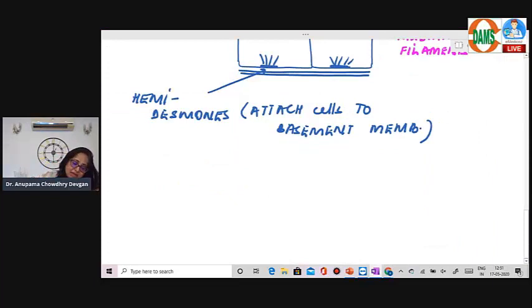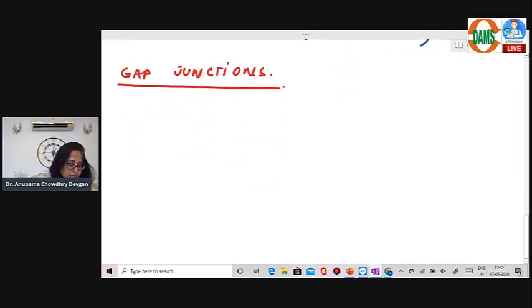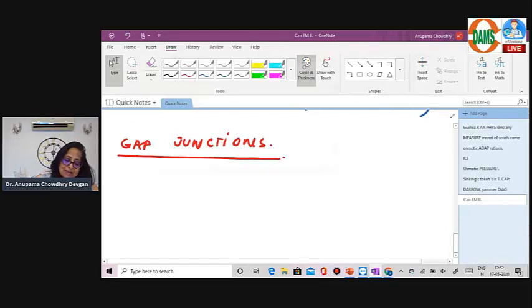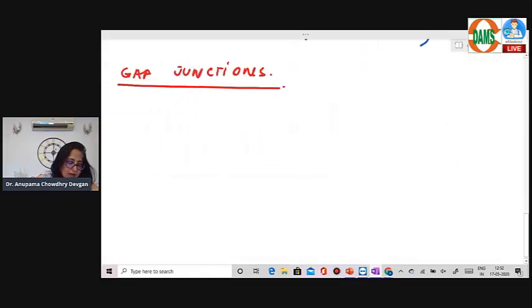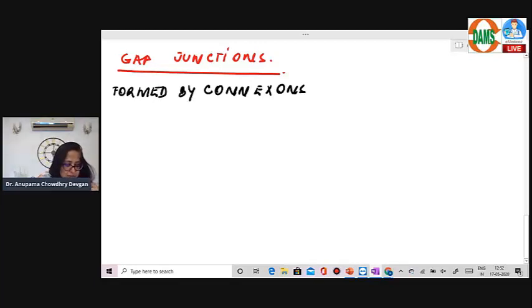Now, you have another set of junctions which are called gap junctions. What are these gap junctions? Desmosomes are proteins by themselves. Gap junctions are formed of proteins called connexins.